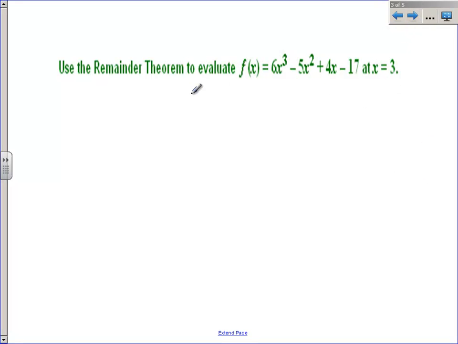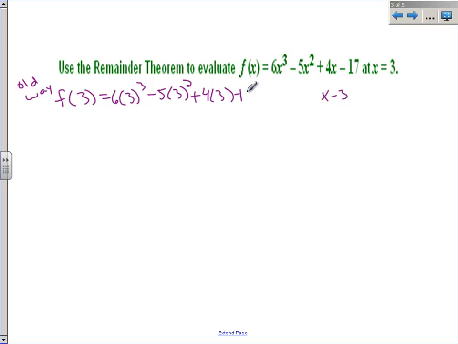So let's go look at a specific example, and we're going to use the remainder theorem just to look at a y coordinate. Now, the remainder theorem says that if you divide by x minus 3, then the remainder is going to be the function value. Now, if you were to do this on an SAT question, you would actually plug in 3 for x. This is like the old method, or the old way. You would plug in 3 into x, and so you would do the following: 6 times 3 cubed minus 5 times 3 squared plus 4 times 3 minus 17. That's how you would do it, just by plugging in 3 for x.